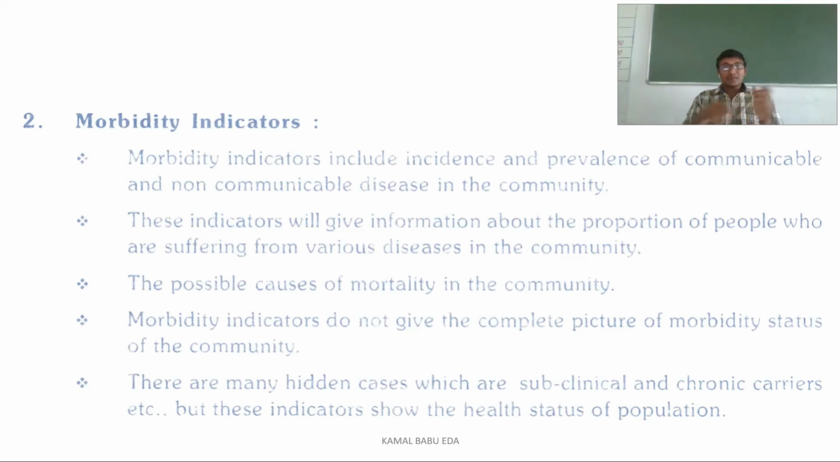They mainly give us information about the proportion of people who are suffering from various types of diseases in the community. So these morbidity indicators are giving us information about the proportion of the people.